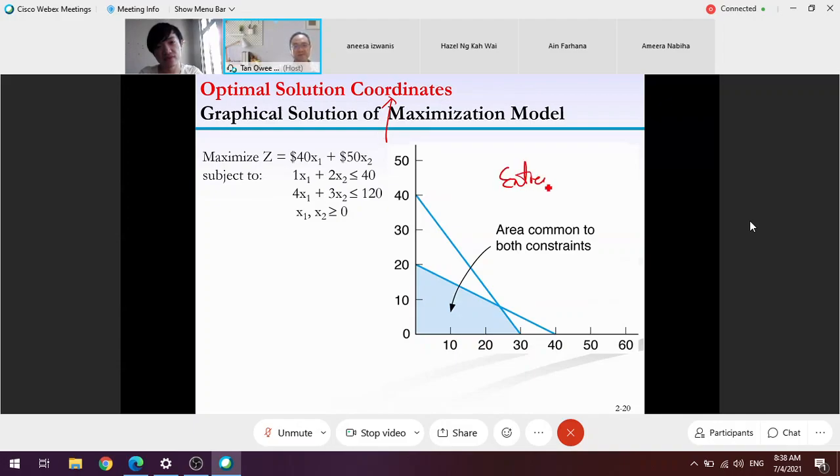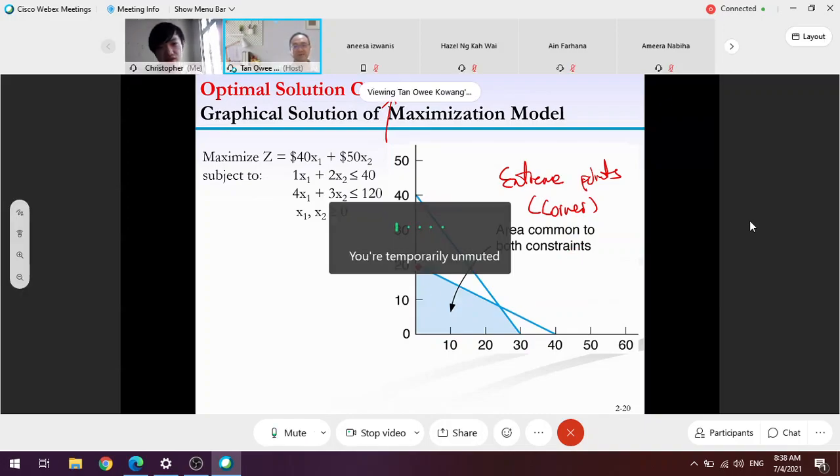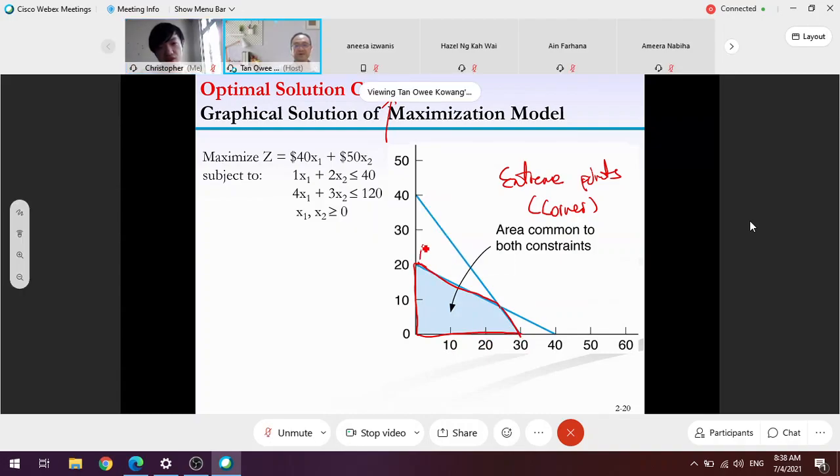Okay, what is the extreme point? Extreme point means, I like to call it the corner point. This is the area. So the optimum solution is at the corner point of the feasible area. How many corners do you have? The area that I drew in red color now. Four points exactly. You have points, for example A, B, C, D.